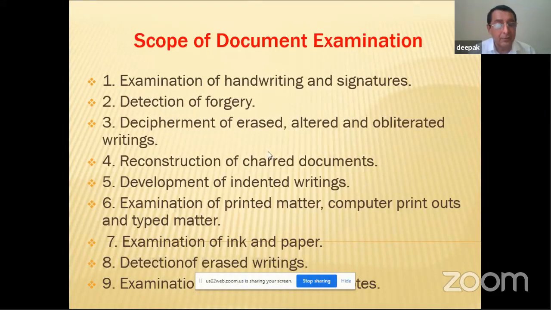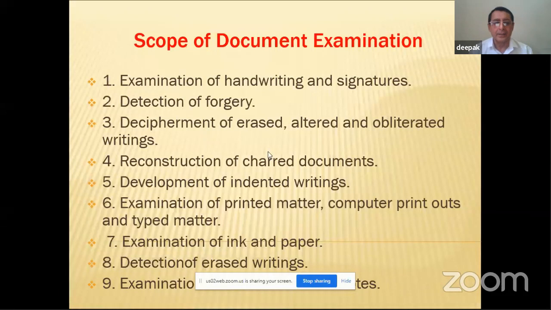Then we have the examination of conventional typewriters and computer printouts. Friends, you may be surprised to hear that we deal with conventional typewriters. Till 1996, the opinion on a conventional typewriter was not admitted in the court of law. There was a case called the second murder case, a landmark case examined by my lab. I was instrumental in its examination.